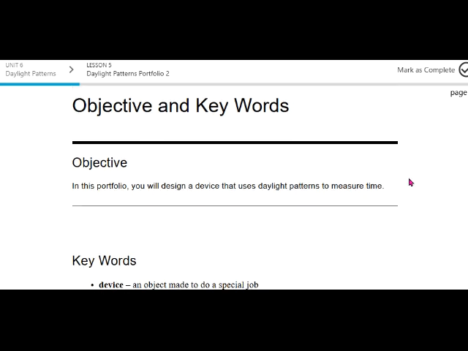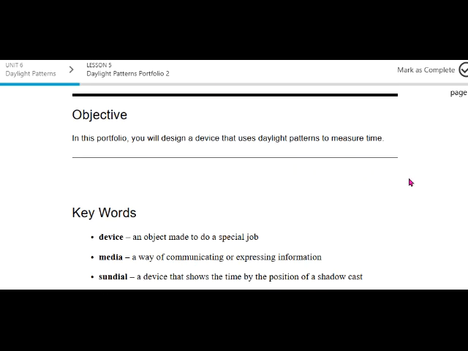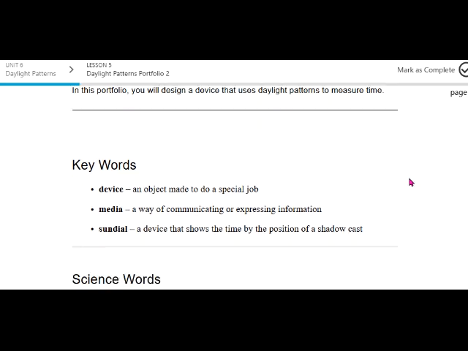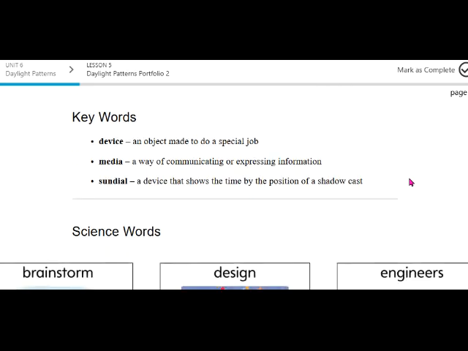Here's our new objective. In this portfolio, you will design a device that uses daylight patterns to measure time. So that is what we want to do for this whole portfolio. Our keywords are device, an object made to do a special job; media, a way of communicating or expressing information; and sundial, a device that shows time by the position of a shadow cast.